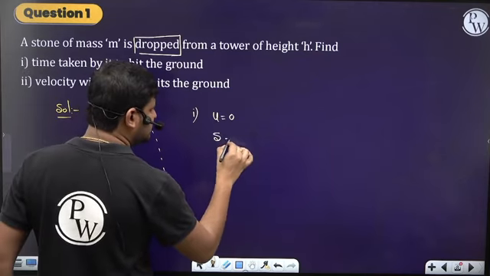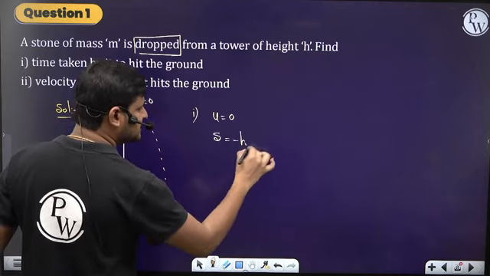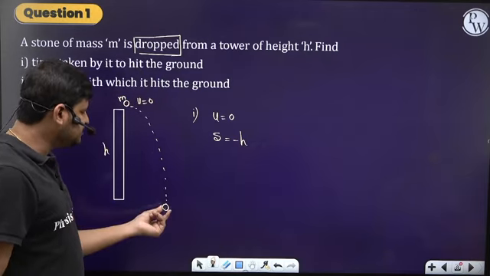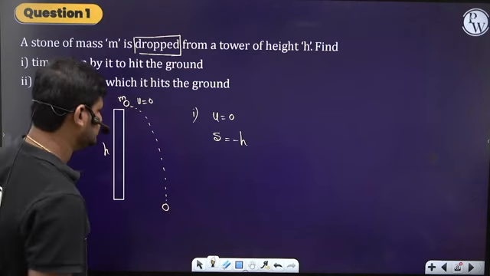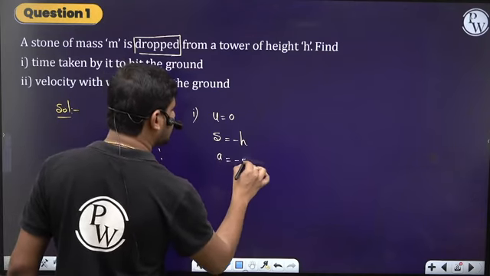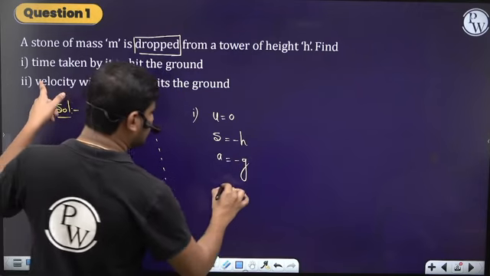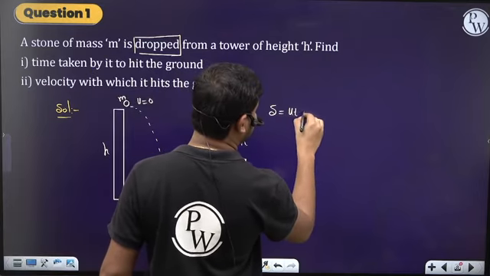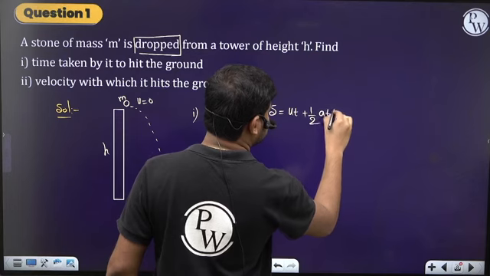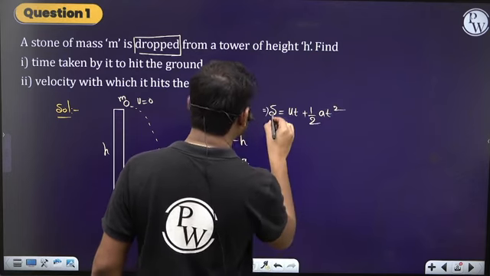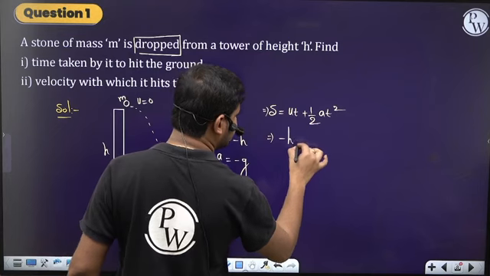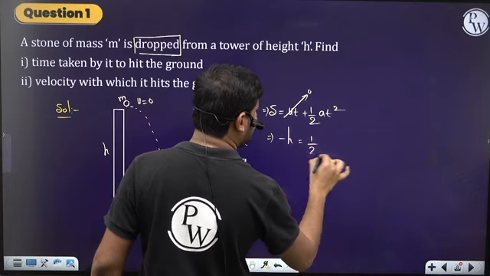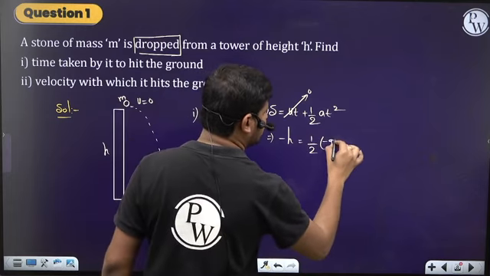So the displacement is equal to minus h. Follow the sign conventions. Why minus h? Because the final position is below the initial position, that's why minus h. And a is always equal to minus g. Let the time taken be t. Now I am using the kinematic equation S is equal to ut plus half at square. In place of S I am writing minus h. U, the initial velocity, is 0, so this whole term becomes 0. So half a, where a is always minus g, into t square.